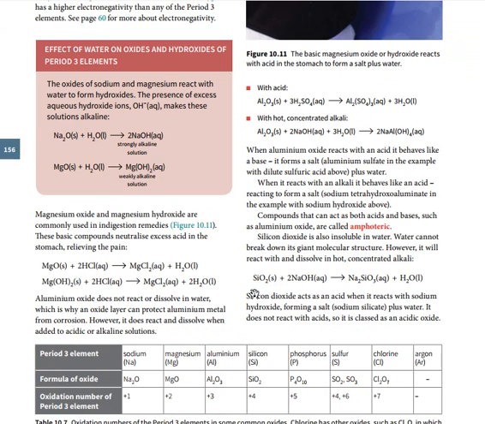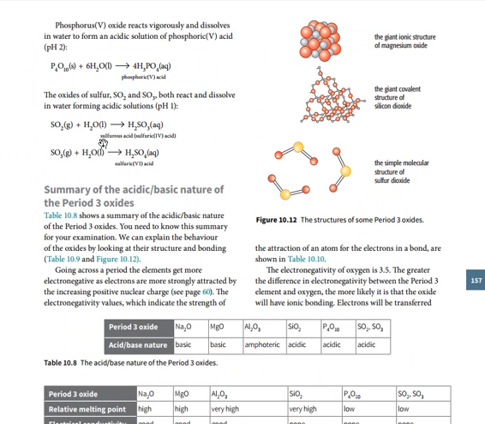Now in the case of silicon, it is only silicon dioxide, the oxide of silicon for group 4, and it is only acidic. So it's only going to react with sodium hydroxide to produce sodium silicate plus water. This is a point that you have to keep in mind. Then the next one we have is the oxide of group 5, phosphorus pentoxide, which reacts with water to produce phosphoric acid, and that of group 6 reacts with water to produce sulfuric acid.